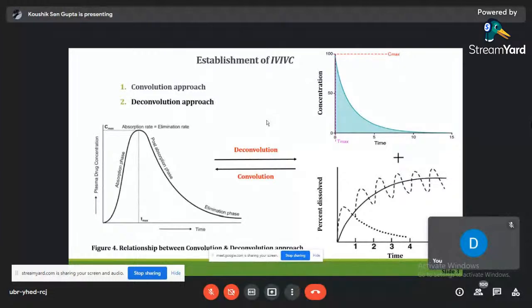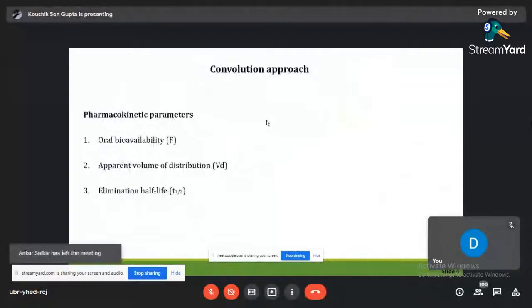So today I will discuss the convolution approach to establish the IVIVC. For this convolution approach, you need only three pharmacokinetic parameters. That is oral bioavailability, indicated by F, because we know that bioavailability is of two types: absolute bioavailability and relative bioavailability. We concentrate on the absolute bioavailability, that is the fraction of the drug which is available in the systemic circulation. That is why it is denoted by F.